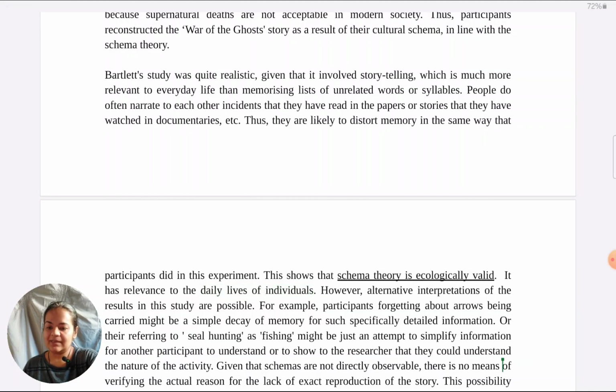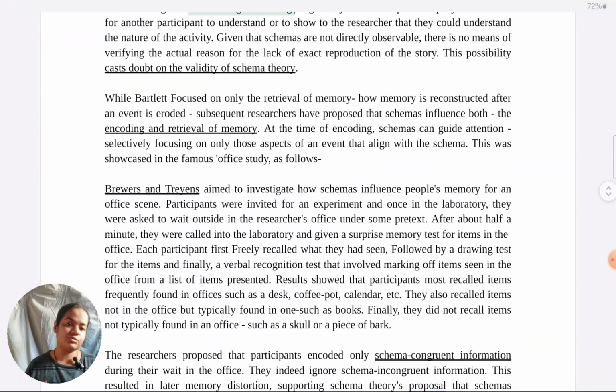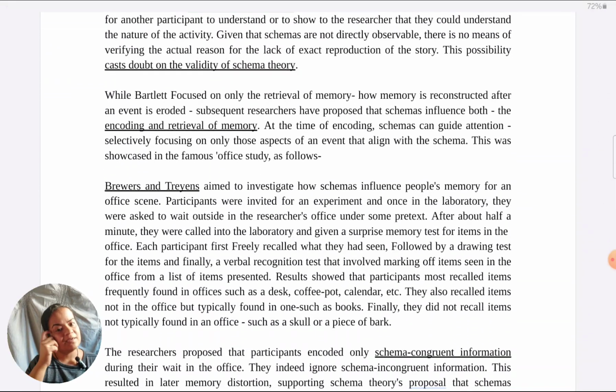The biggest weakness of this study is that the validity is questionable. There are alternative explanations. For example, when people don't remember things like seal hunting or fishing, that is just because that's just too much detail. So it can decay off from memory. It's well known that many things just fade away from memory. It's Bartlett's interpretation that because they are using schemas, they are forgetting such specific details. But can we read their mind directly?